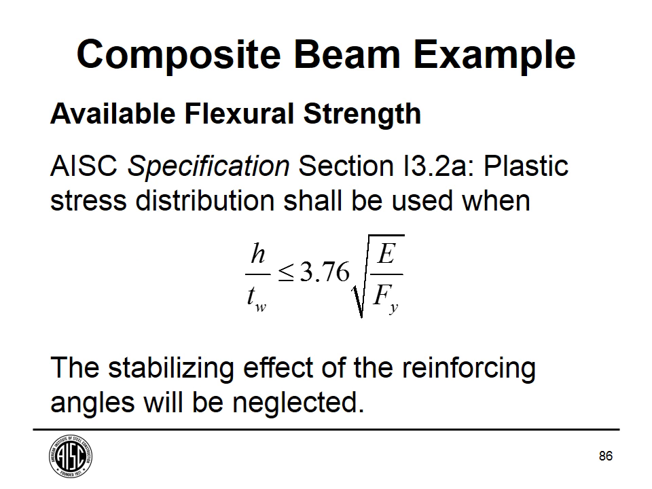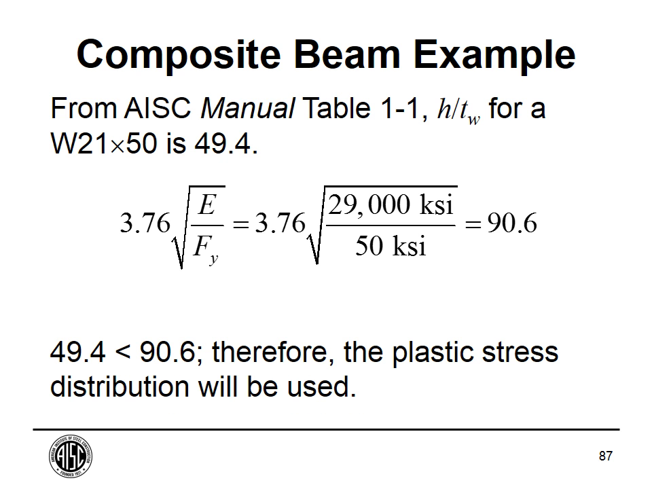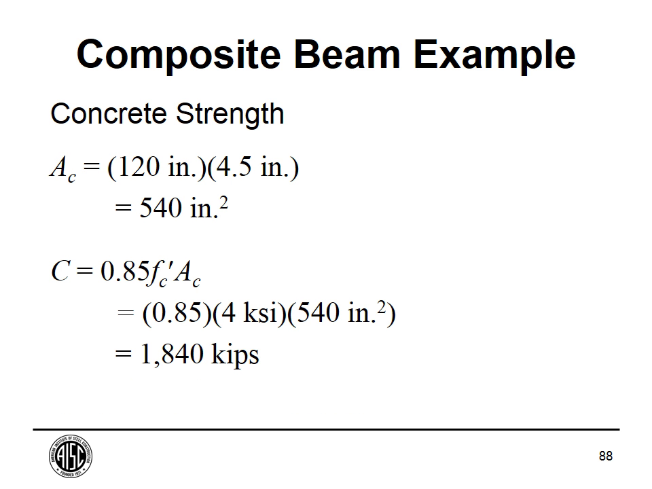Now, the example problem does this same calculation, so I won't go into too much detail here other than just say that it worked. And I think in the commentary of the specification, it even says that all rolled wide flange members with 50 ksi or less will work for the web compactness criteria. So that means that we can use the plastic stress distribution. So let's take a look at what we need to do.